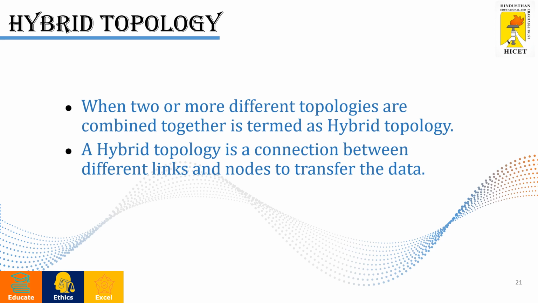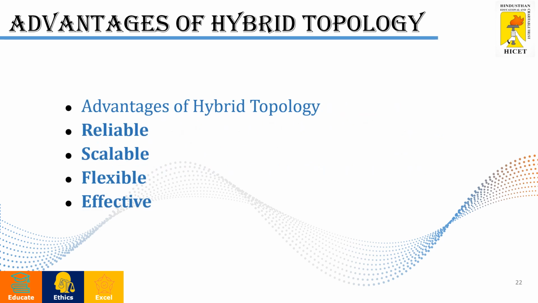The advantages of hybrid topology. They are reliable, scalable, flexible, and effective. Why we call it a reliable topology: if a fault occurs in one part of the network, it will not affect the functioning of the rest of the network. It is scalable because the size of the network can be easily expanded by adding new devices without affecting the functionality of the existing network.